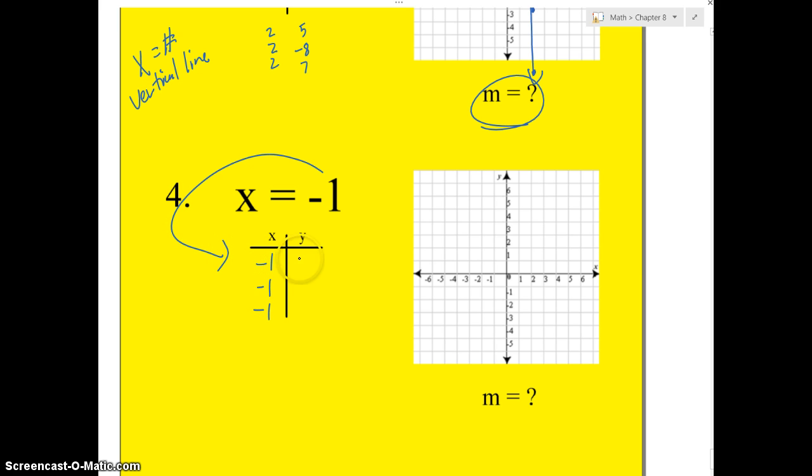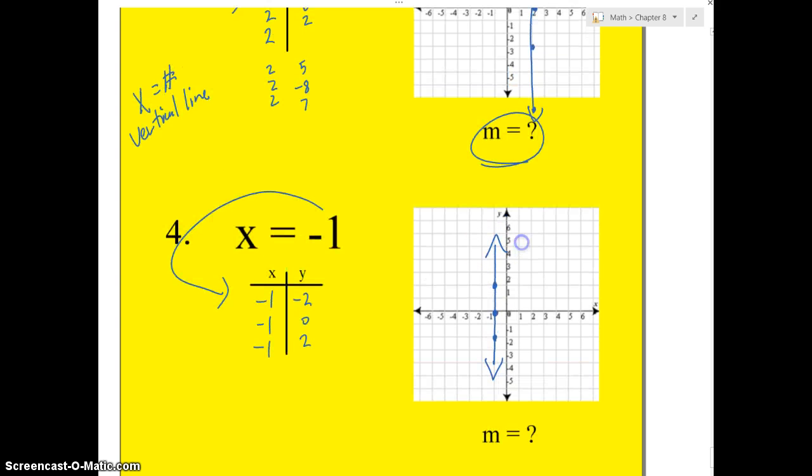Well, here we go. It says x is negative 1. Then you choose the y's. I'll say negative 2, 0, and 2. So, negative 1, negative 2; negative 1, 0; negative 1, 2, and here we are. We have another vertical line. So again, x equals a number gives us a vertical line.